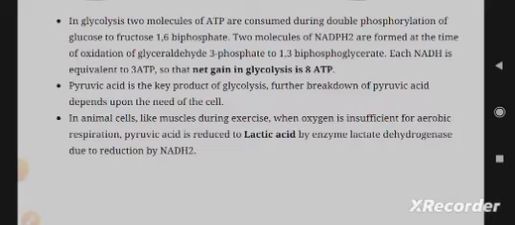Further breakdown of pyruvic acid depends upon the need of the cell. In animal cells, like muscles during exercise, when oxygen is insufficient for aerobic respiration, pyruvic acid is reduced to lactic acid by enzyme lactate dehydrogenase due to oxidation of NADH2.